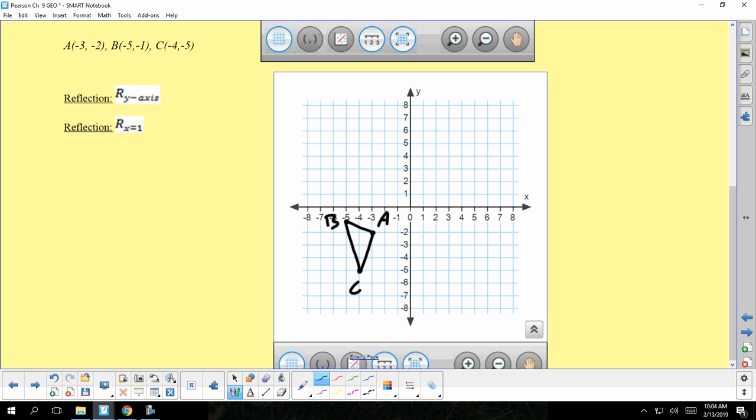And the first one, I'm going to reflect across the y-axis. So let's go ahead and draw this. And to find A prime, I'm going to go over 1, 2, 3 on the opposite side. There's A prime. And then B is 5 on this side. I'm going to go over 1, 2, 3, 4, 5 on this side. There's B prime. And then 1, 2, 3, 4. There is C prime.